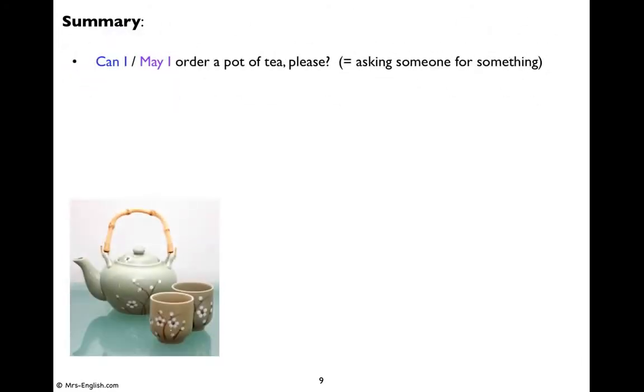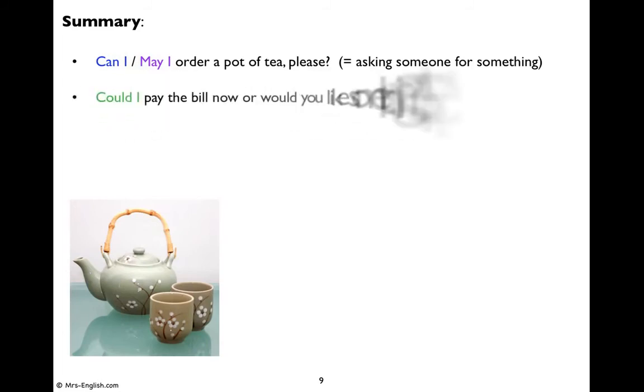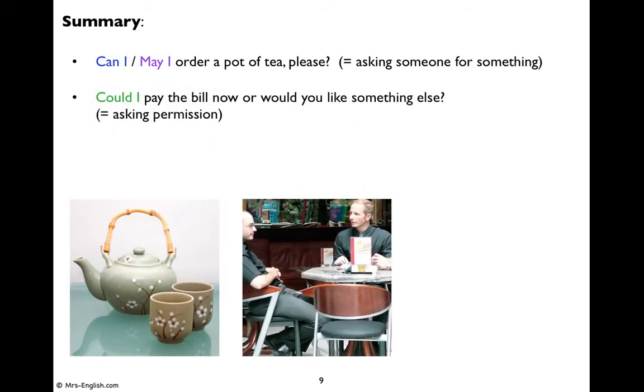So in summary, can I or may I order a pot of tea please means we're asking someone for something. In this case, we're asking for a pot of tea. Could I pay the bill now, or would you like something else? Here we're asking permission to pay the bill now, but we're being very polite, asking if they'd like something else first, before we pay.